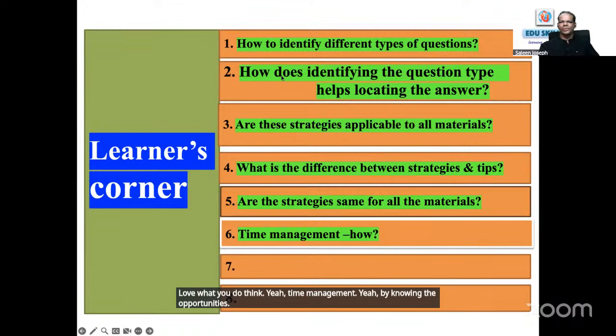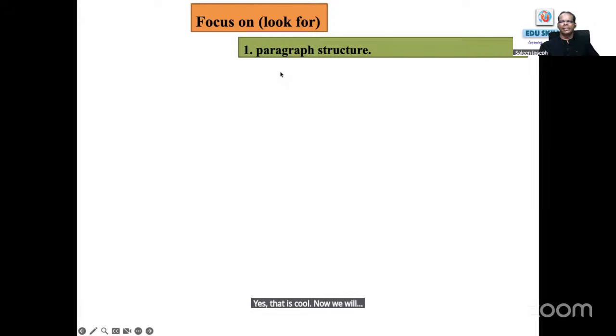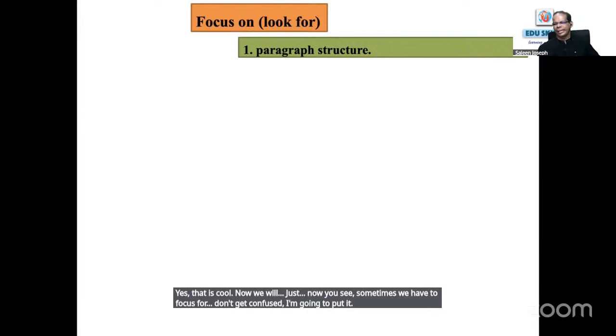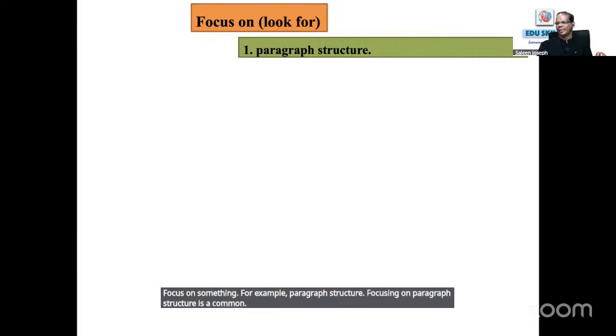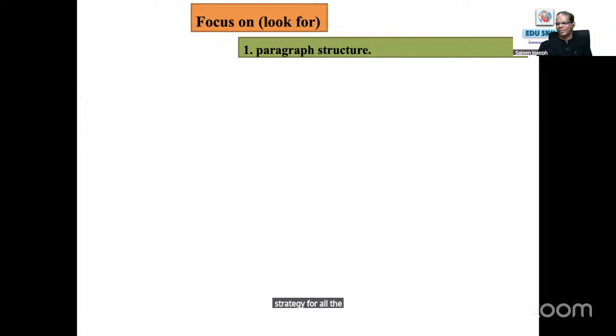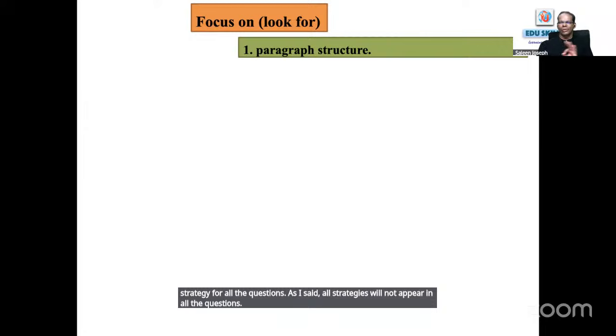Yes, that is cool. Now, sometimes you have to focus, don't get confused. I'm going to put it succinctly, step by step. Now, when I say you have to focus, you should know these things. Focus on something, for example, paragraph structure. Focusing on paragraph structure is a common strategy for all the questions. As I said, all strategies will not appear in all the questions. The majority of the strategies appear in the majority of the questions. But paragraph structure, if you are competent in this area, it becomes very easy for you.